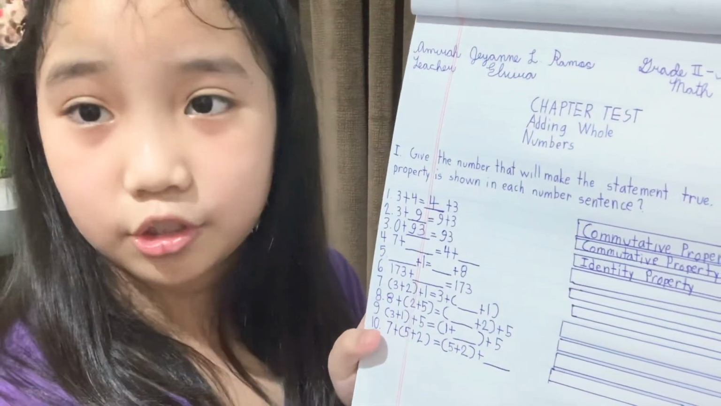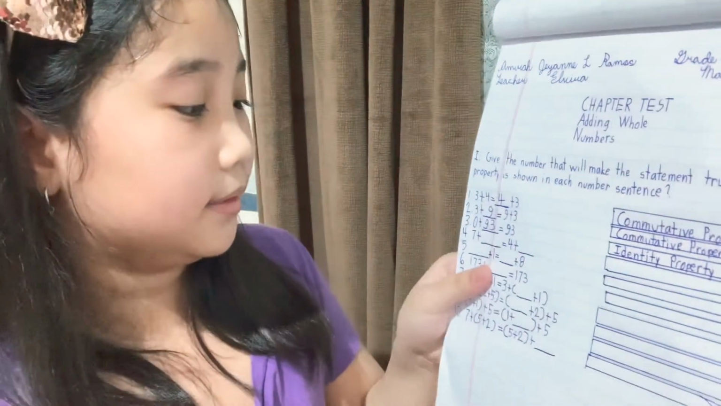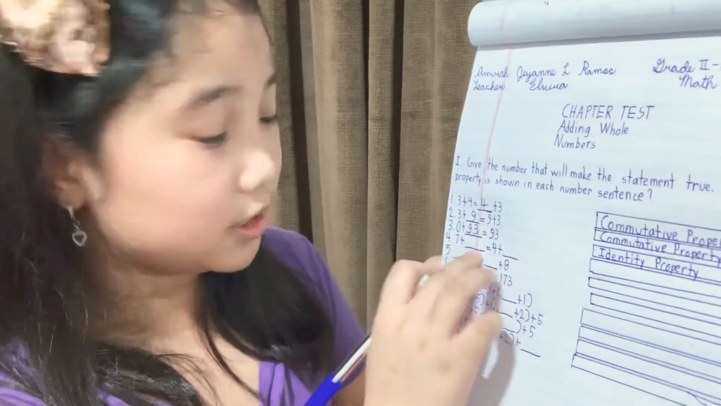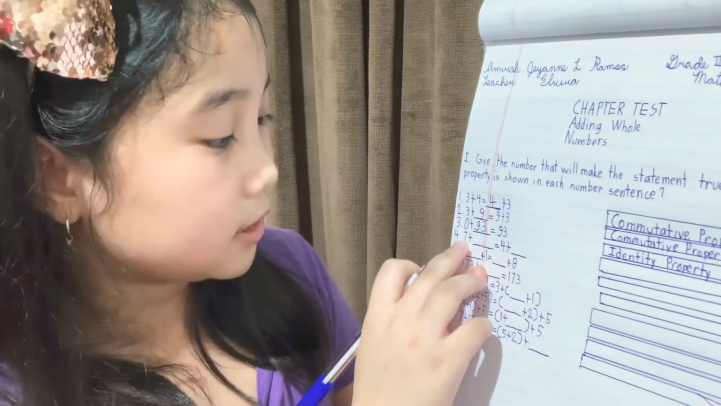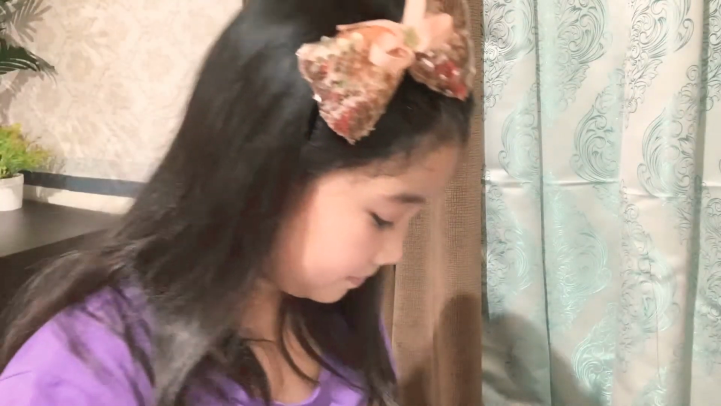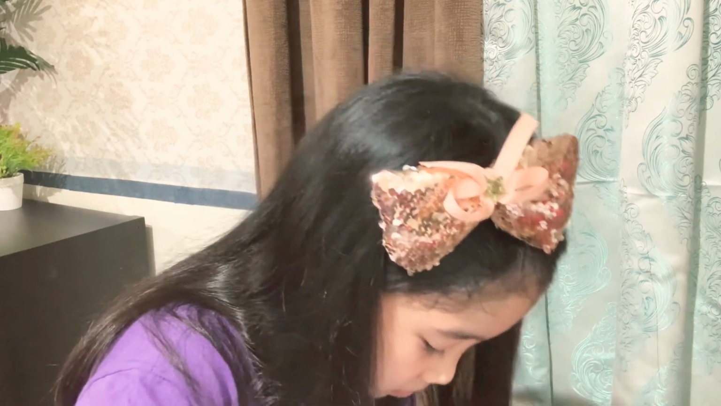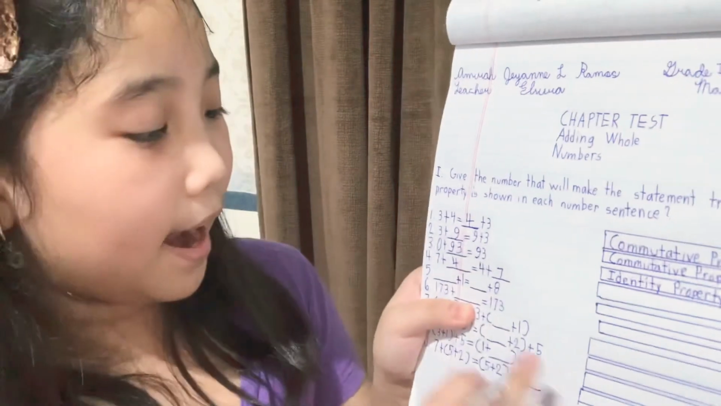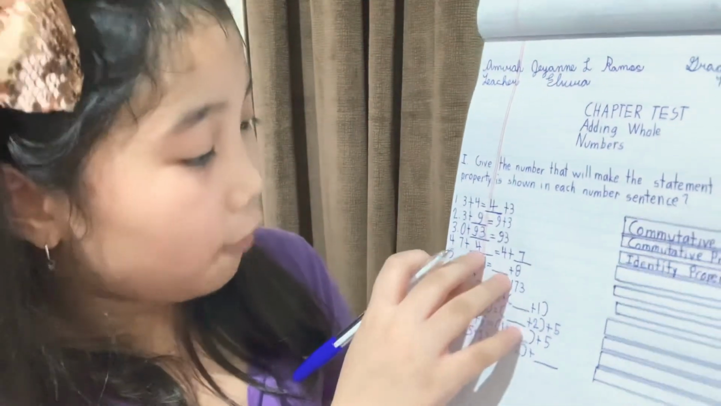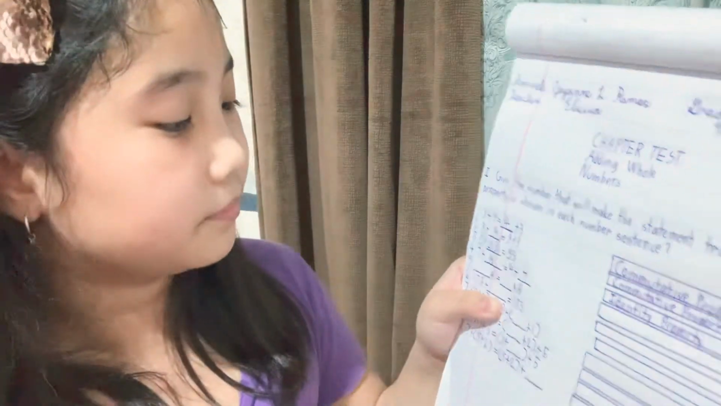What could the answer be? You're correct again. 7 plus, in the first line, is 7 plus 4 equals 4 plus 7. Good job! So I already write 4 in the first line and in the second line 7.